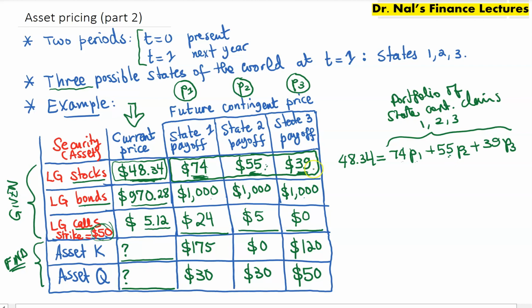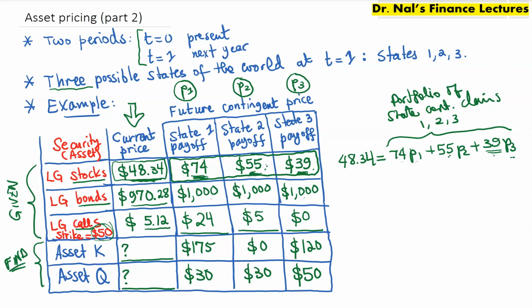And finally, if state 3 happened, the stock will pay $39. And look at the state contingent claim. Each of them will pay $1 if state 3 happens. And because I own 39 of them, I will get $39. Wow, so that's it. That portfolio consisting of state contingent claims is an exact copy of the stock. We artificially created a stock.